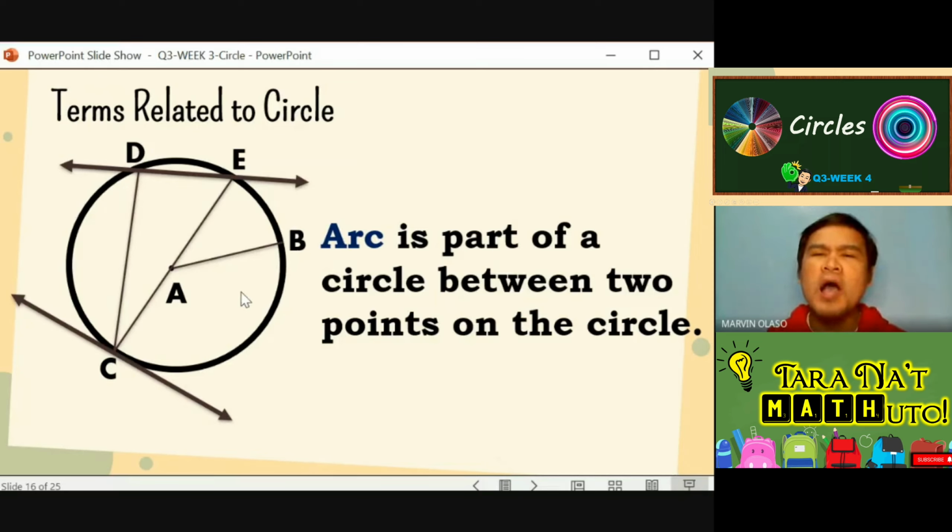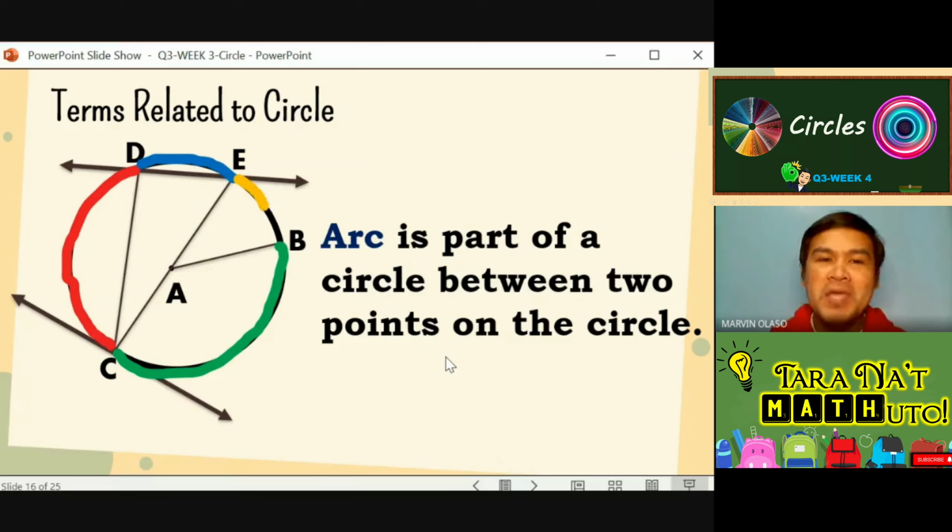So, ano-ano nga ba ang ating mga arcs sa circle? Tingnan mabuti. So, we have arc BC. Another arc is arc CD. Ayan, pagpasensya nyo, medyo bumabalik ko. Then we have another arc, arc DE, and another arc is arc BE or arc EB. Yan po ang ating arc sa circle.